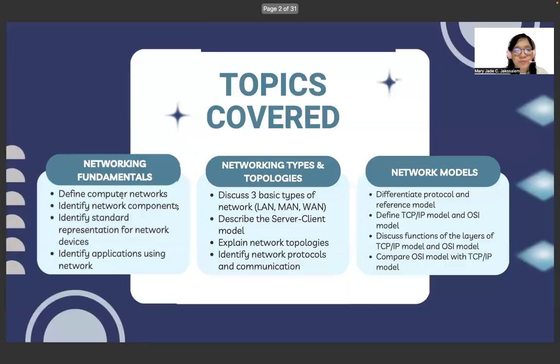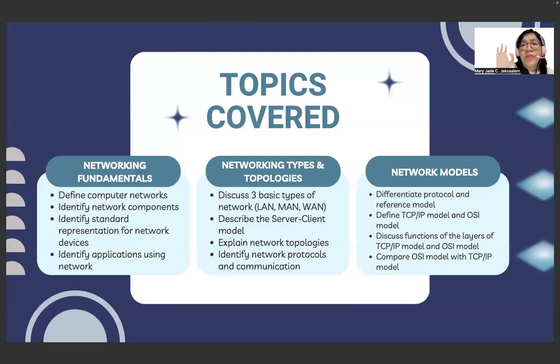To start with, I will be covering 3 topics as what I've mentioned before. So there will be networking fundamentals, network types and topologies, and network models. Under the networking fundamentals, we have different objectives for each topic. For networking fundamentals, our main aim is to define computer networks. Second is to identify network components. Third is to identify standard representation for network devices. And fourth is to identify applications using the network.